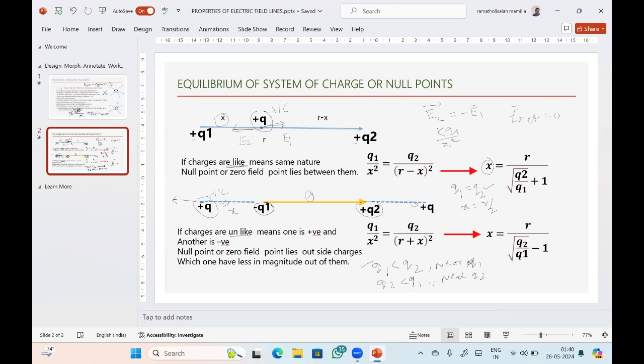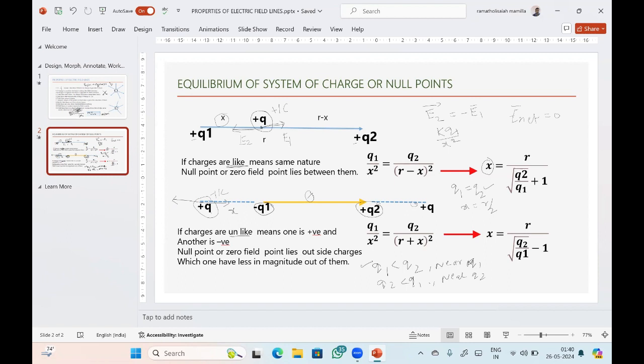When two charges are not equal in magnitude and they are similar charges, then if Q1 is greater, this root over Q2 by Q1 value is less. So 1 plus a less value will also become a less value only. Then x will be more than r by 2, so the null point will be nearer Q2. Q1 is less means Q2 is more automatically. Therefore, the null point lies nearer the lighter charge.